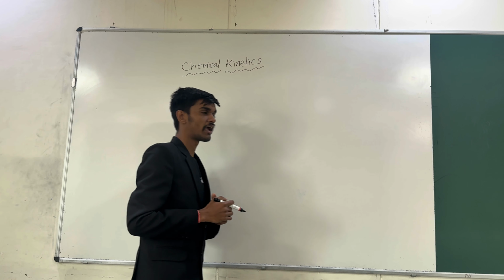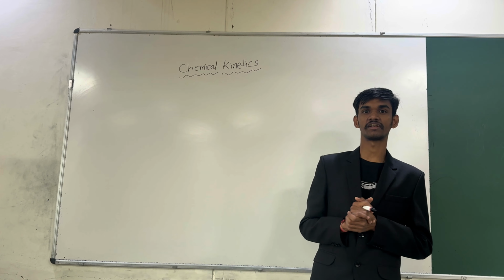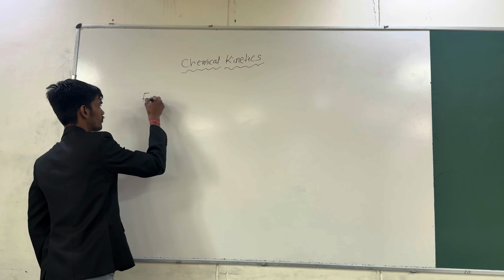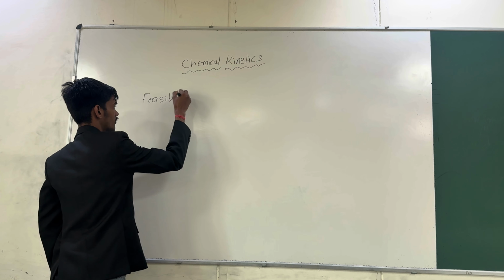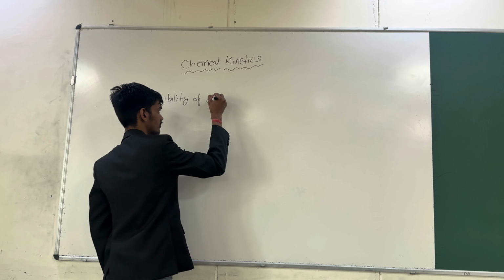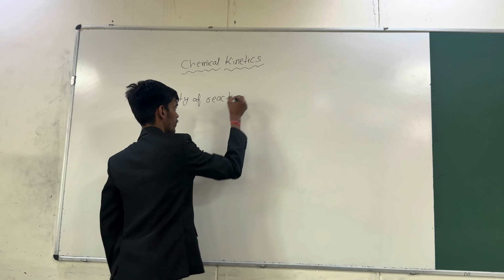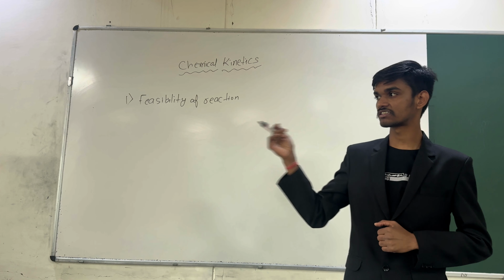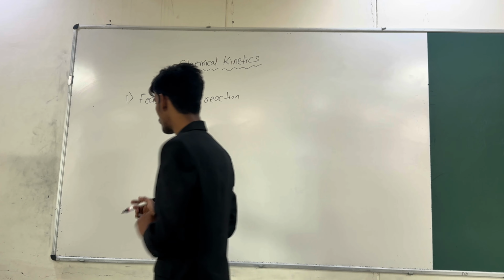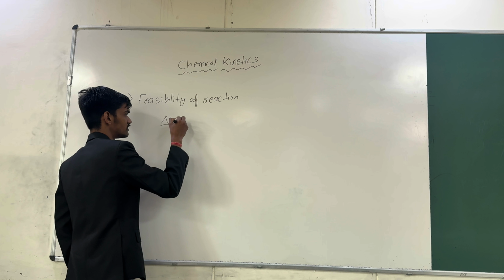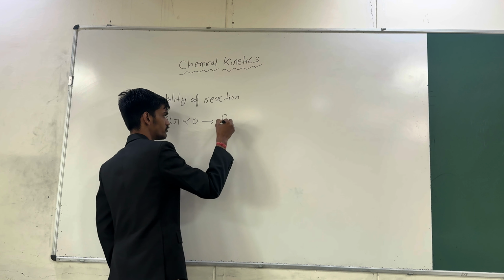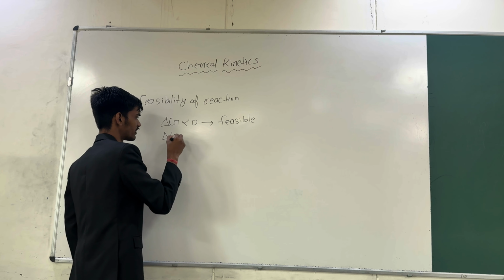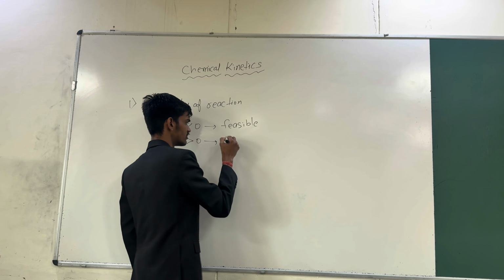To study any chemical reaction, there are three factors that are very important. The first one is feasibility of reaction. Whether the reaction is feasible or not is discussed in thermodynamics. As we know, if the Gibbs free energy change delta G is less than 0, then the reaction is feasible. And if delta G is greater than 0, then the reaction is not feasible.